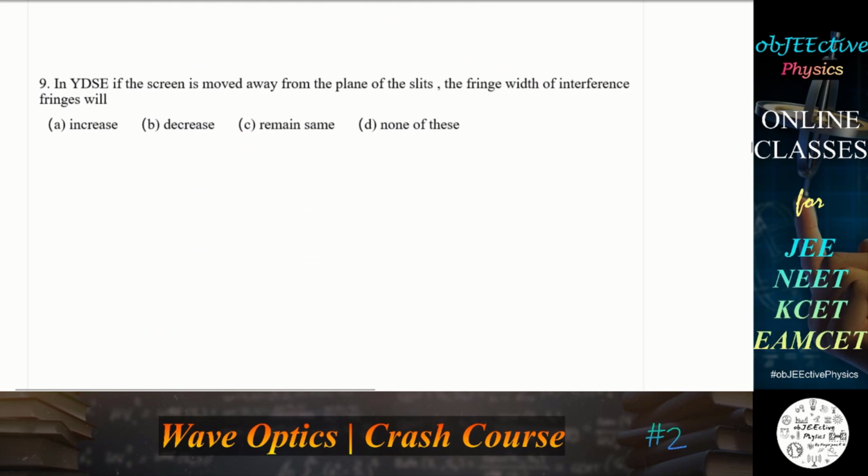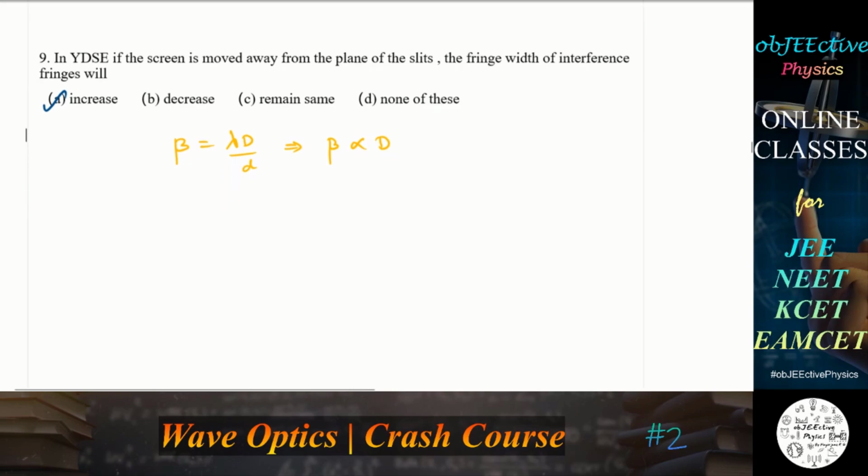And next question. In YDSE, if the screen is moved away from the plane of the slits, the fringe width of interference fringes will. We know that fringe width beta is equal to lambda into capital D by small d, or that implies beta is directly proportional to capital D. If capital D increases, then beta also increases. So that option A is the right option.